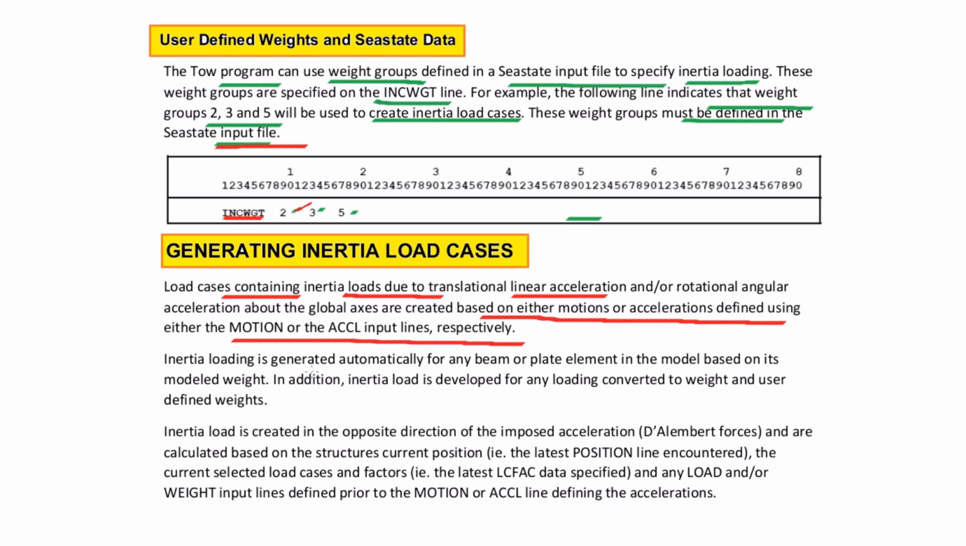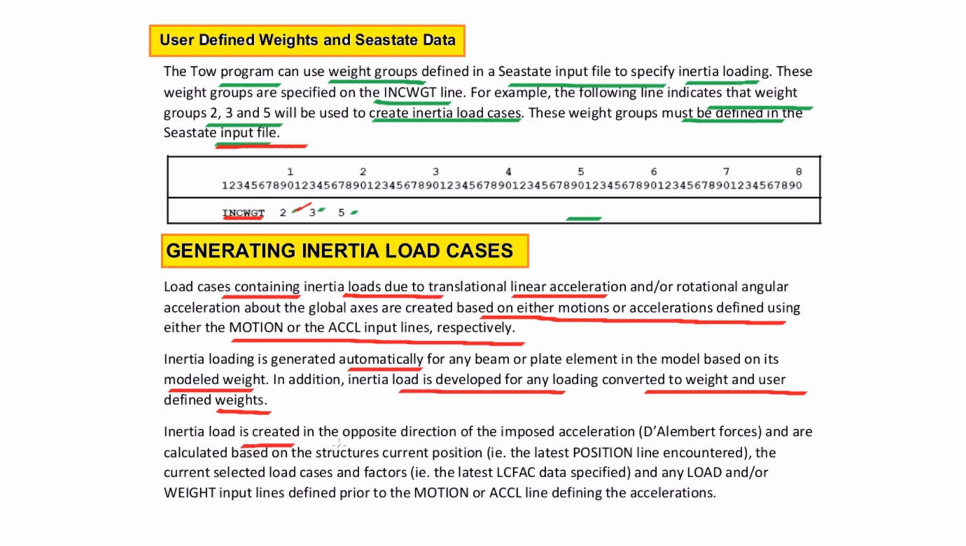Inertial loading is generated automatically for any beam or plate in the model based on its modeled weight. So once we define it in the model, it knows the weight, and based on that modeled weight, it can create the inertial loads. In addition, inertial load is developed for any loading converted to weight and user defined weights. So if we define some unmodeled items also, we can convert them to weight, and then inertial load can be generated for those converted weights, the user defined weights.